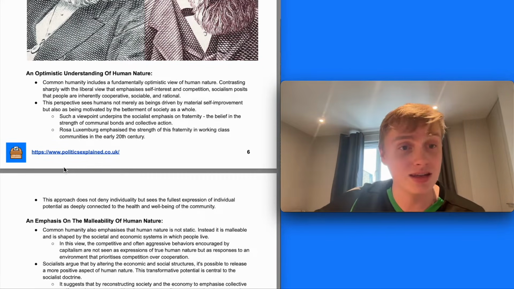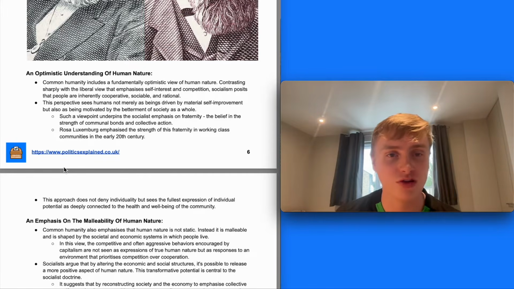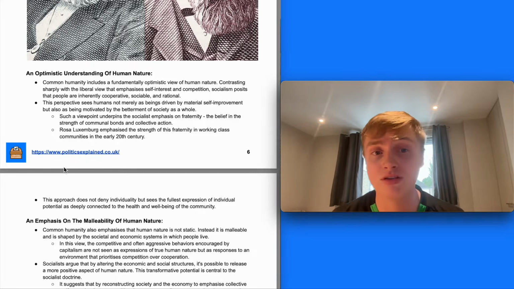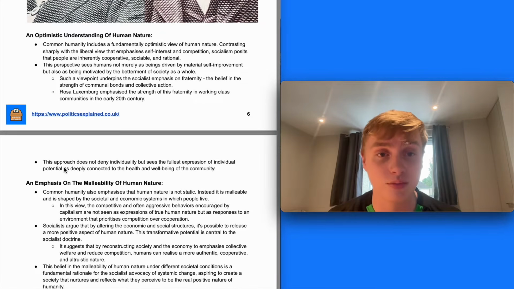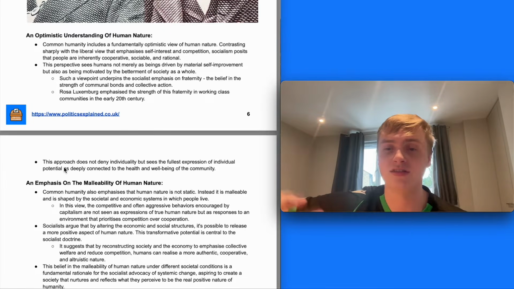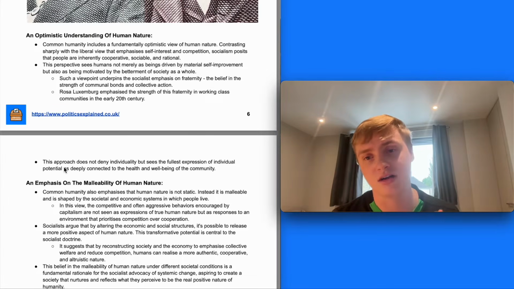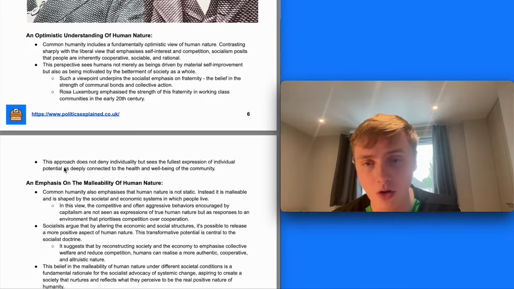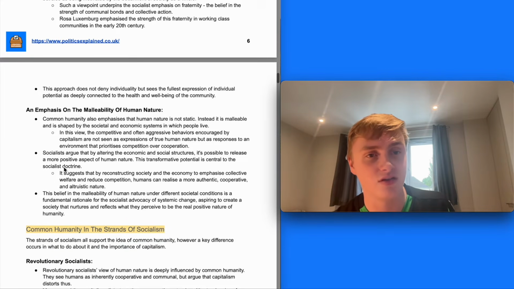They have a very optimistic understanding of human nature, which contrasts the liberal emphasis on self-interest and competition. They see people as inherently cooperative, social, and rational. They see humans not just as driven by material self-improvement, but also as motivated by improving society as a whole and by collectivism. And you see this in their socialist emphasis on fraternity, the strength of communal bonds and collective action between workers and between different members of society.